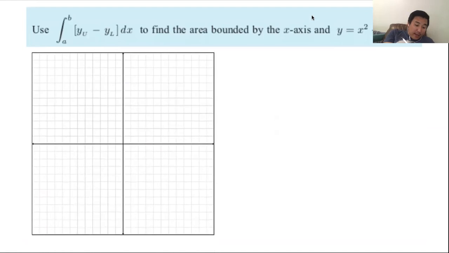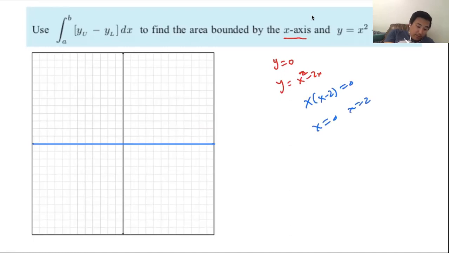So bounded by the x-axis is the first function, y equals 0. And the other function is y equals x squared minus 2x. So we will need to graph the x-axis. I'll draw that in blue. And then we need to graph this. This is x minus 2, because we have x equals 0 and x equals 2. So we have intersection points at 0 and 2.